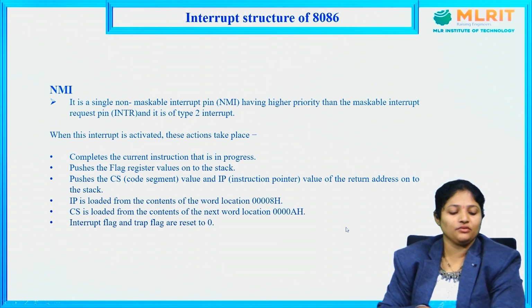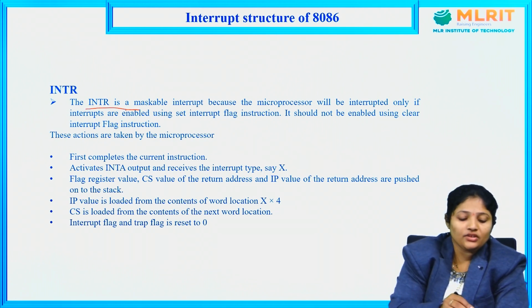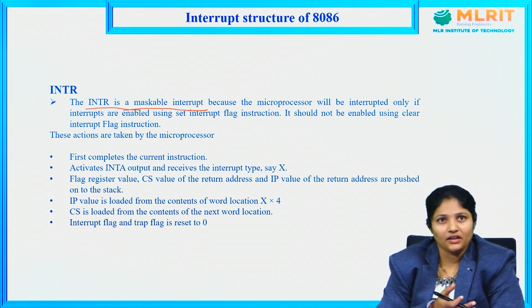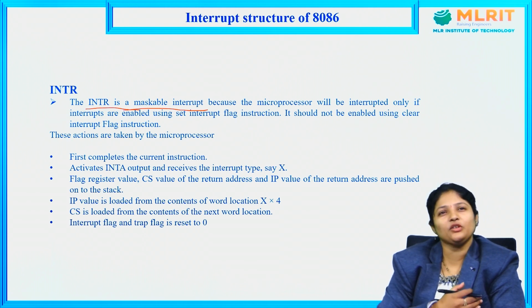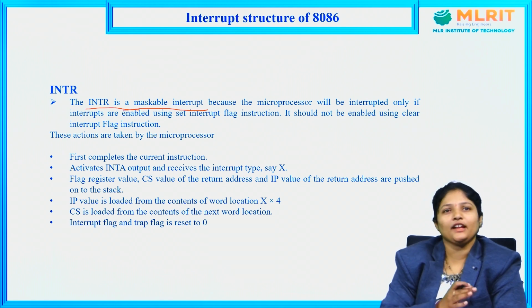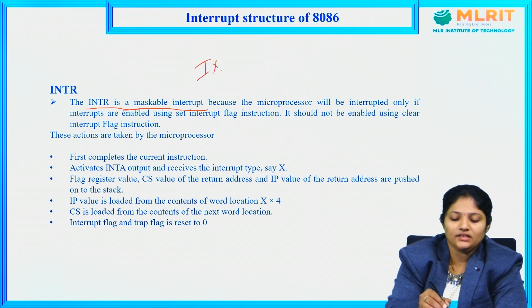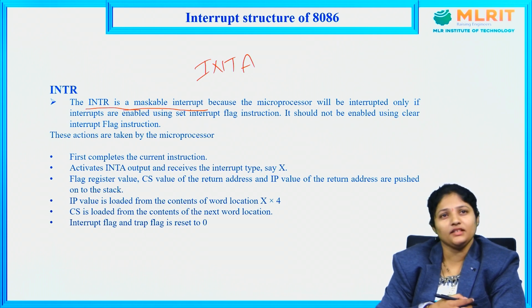Coming to the next hardware interrupt pin, which is INTR. This is the maskable interrupt, meaning the microprocessor can accept the interrupt request or deny it. How does the microprocessor say whether it is accepting or denying the request? It acknowledges the other peripheral devices by using the INTA, interrupt acknowledgement pin. The INTA pin is the acknowledgement given by the microprocessor whether it is accepting the interrupt request or denying.